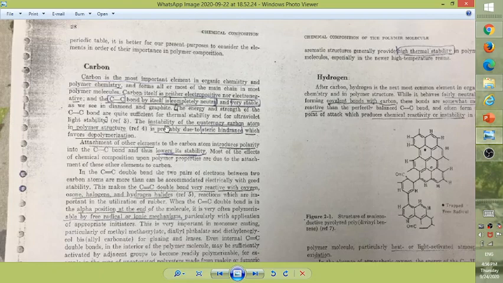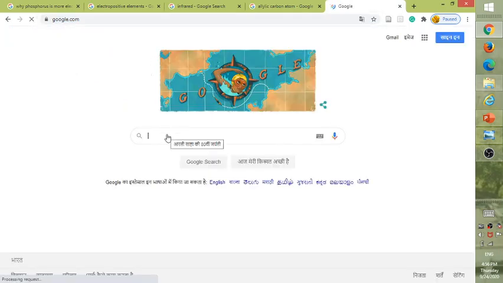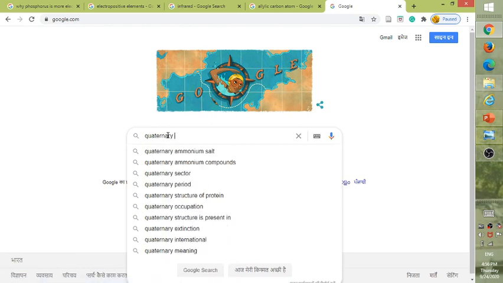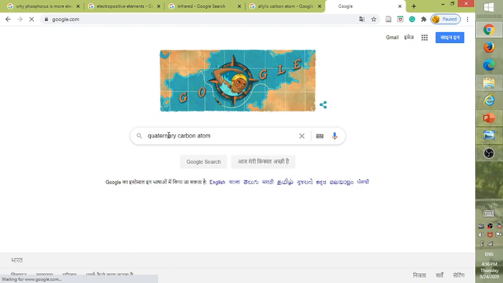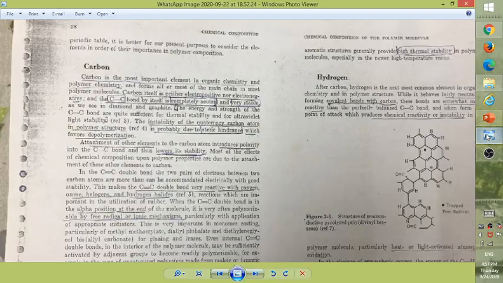The instability of the quaternary carbon atom in polymer structure is probably due to steric hindrance and which favors depolymerization. So quaternary carbon atom, okay, is a problem. Bound to 4 other carbon atoms. So you see, a carbon which is bonded to 4 other carbon atoms will be unstable. It is probably due to steric hindrance which favors depolymerization.